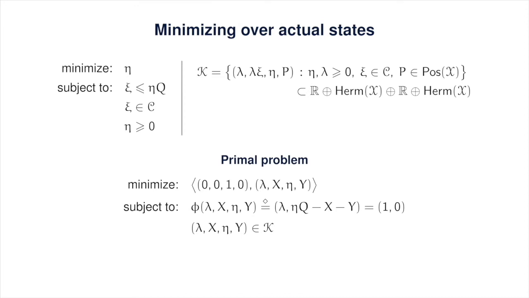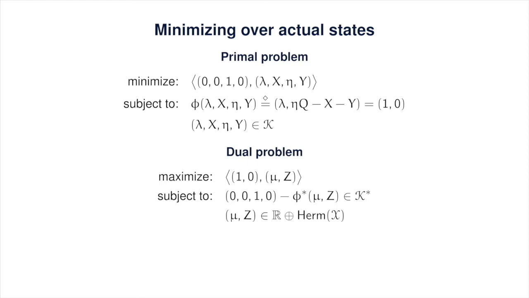The objective value is clearly η, and the affine linear constraint in the problem enforces that λ must equal 1, and that ηq − x − y equals 0. Because y ranges over all positive semidefinite operators, this equality constraint is equivalent to ηq − x being positive semidefinite. And given that λ must equal 1, we see that x must correspond to a density operator in C. All of this under the assumption that the tuple (λ, x, η, y) is drawn from the cone K.